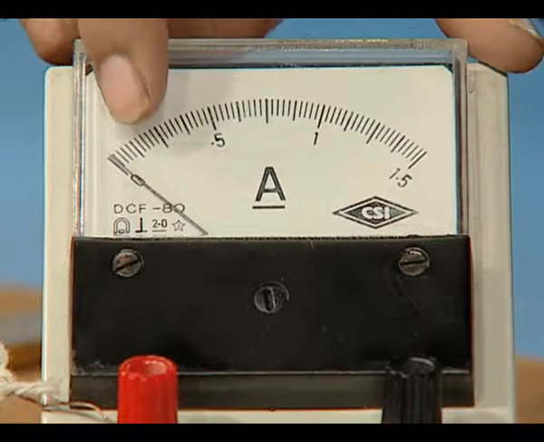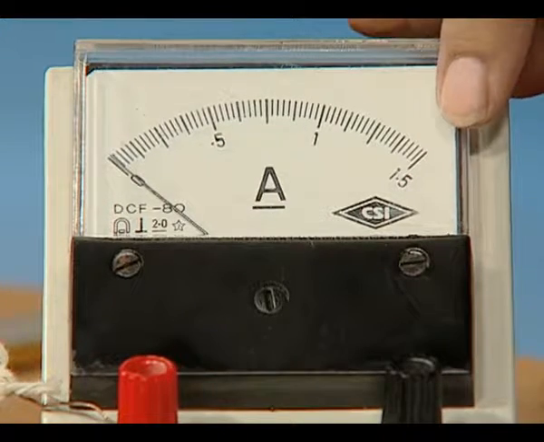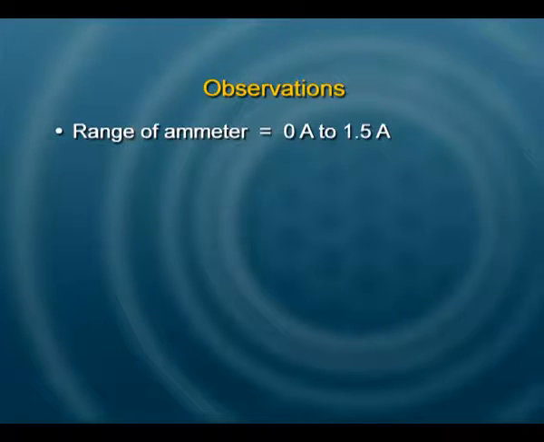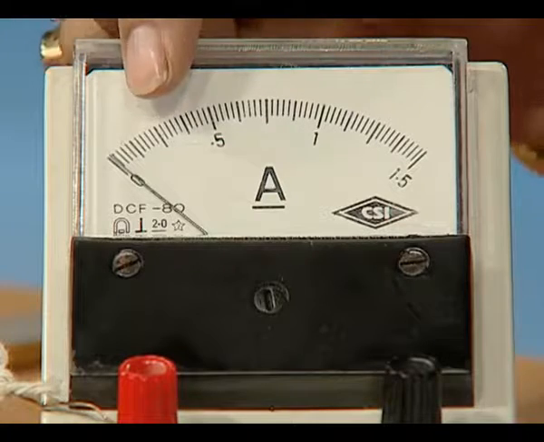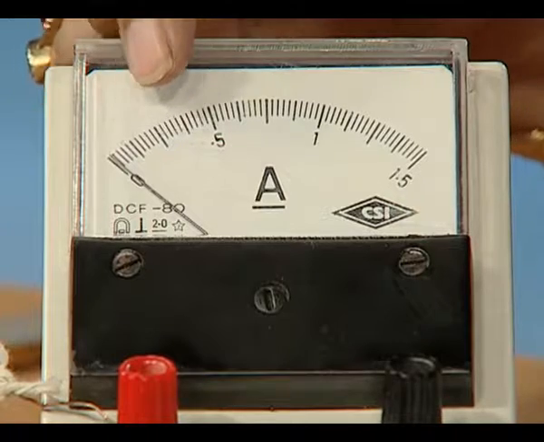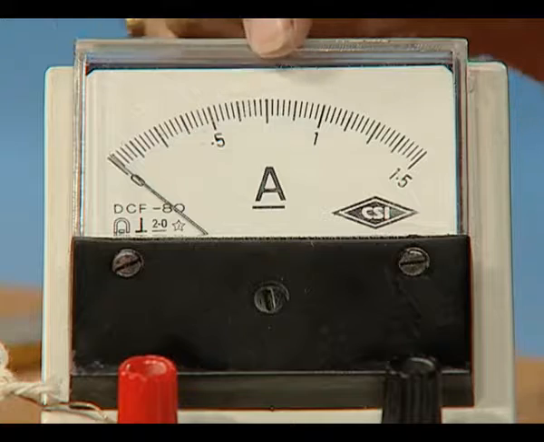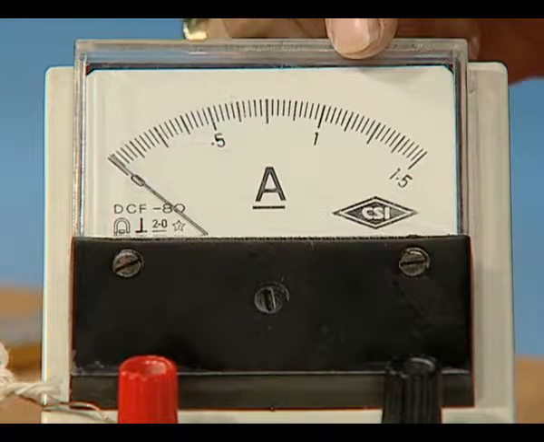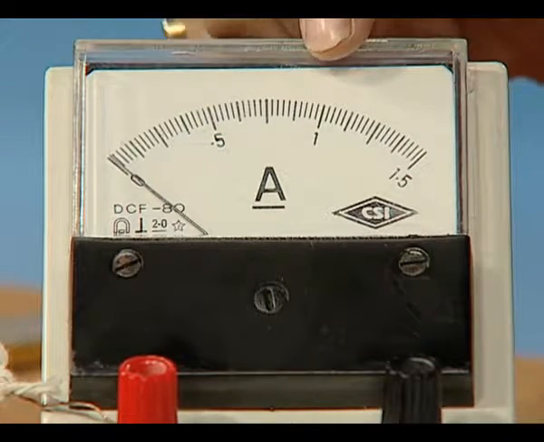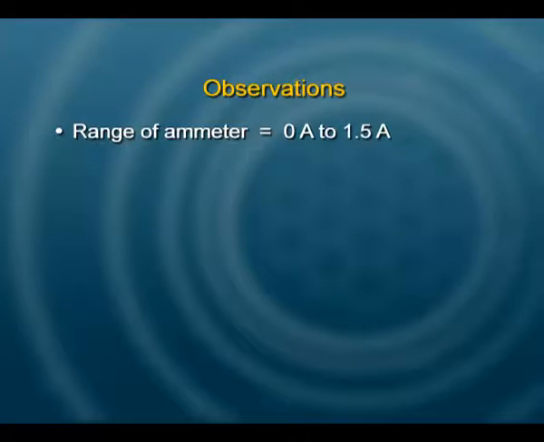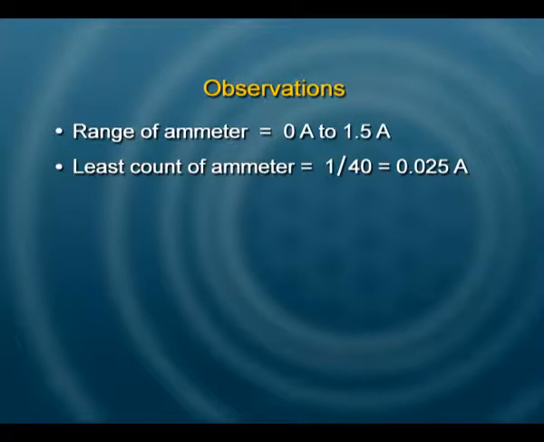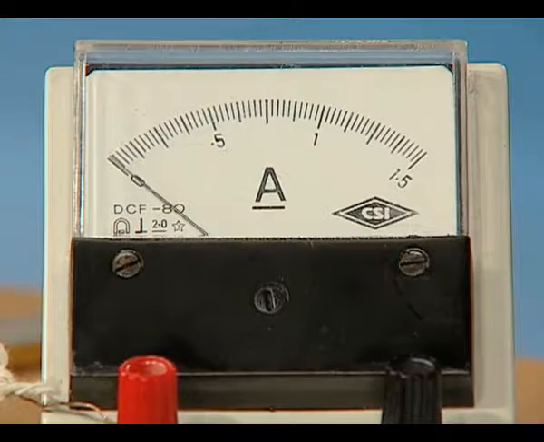The ammeter range is from 0 to 1.5, that we can record. We can find the least count by determining the number of divisions between 0 and 1. If we see this carefully, there are 40 divisions. So, 1 upon 40 is my least count, which calculates to 0.025 amperes.